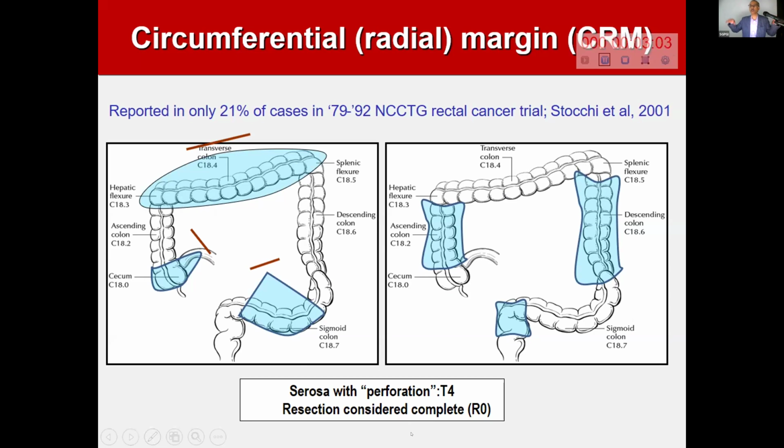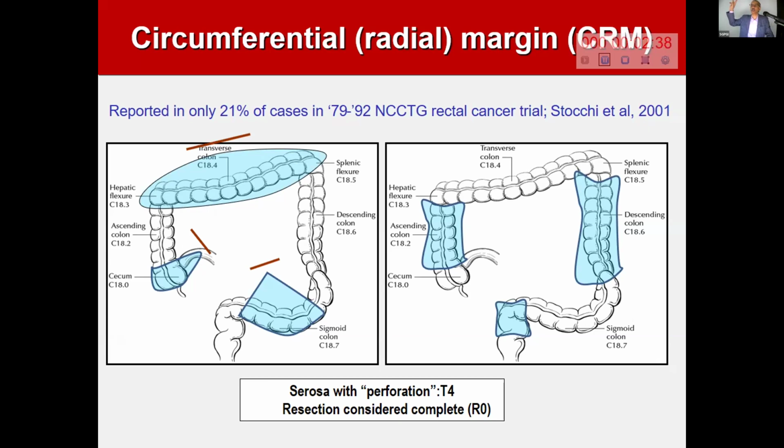If you read the synoptic template, it's confusing, and we struggle with our trainees all the time trying to help them determine what's a mesenteric margin and what's a radial margin. So anything that a surgeon has to cut through to get the colon specimen out is a radial margin. So in cecum, transverse colon, sigmoid colon, the only thing they have to cut through is the root of the mesentery. So that's your only radial margin.